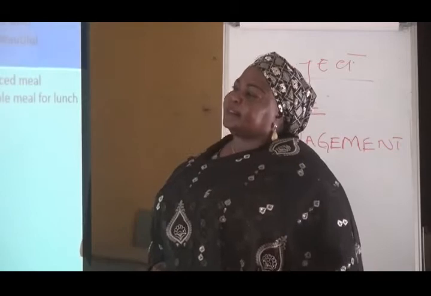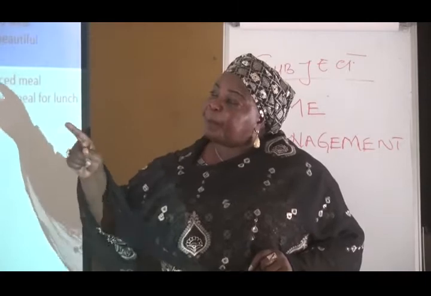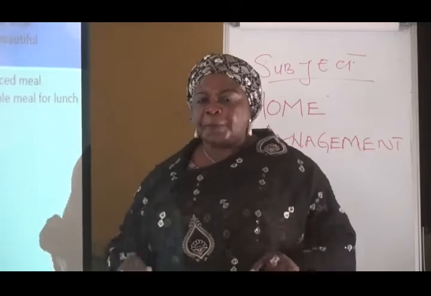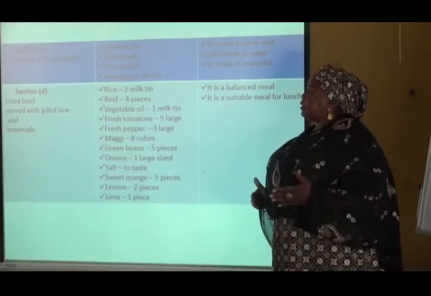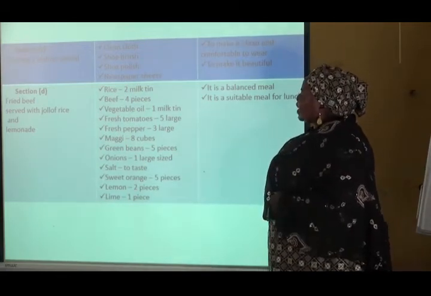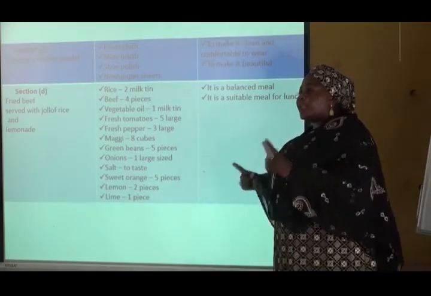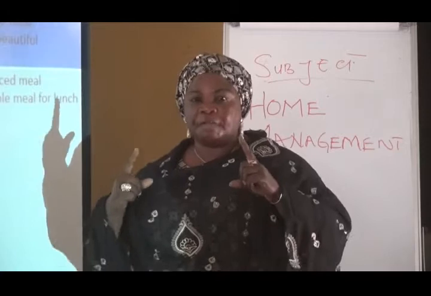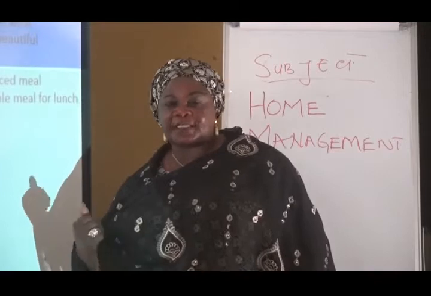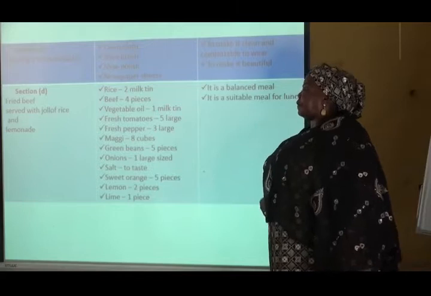Now, the D part, they said prepare a suitable lunch. Don't write prepare a suitable lunch there. Tell us whatever you are going to prepare. Now, for this purpose, I have chosen fried beef served with jollof rice and lemonade. Now, in preparing your dish, always remember that your protein must always come first. And my fried beef there, I didn't write meat because we have different types of meat. I specified that I was going to use what? Beef.